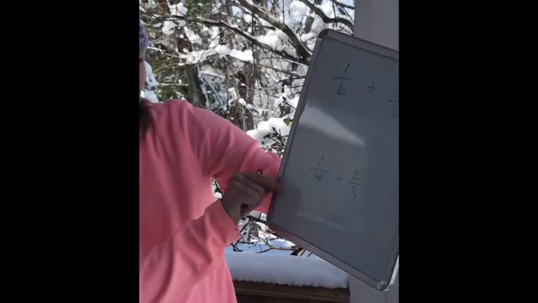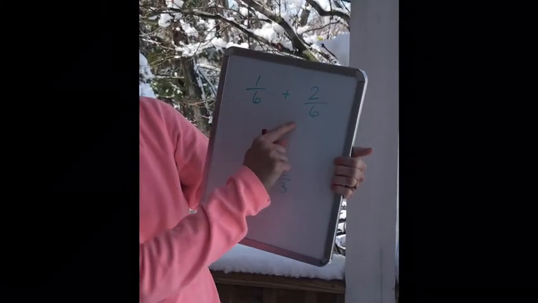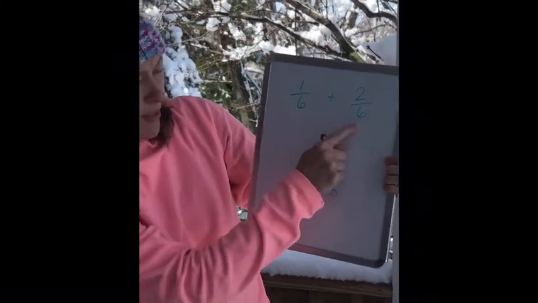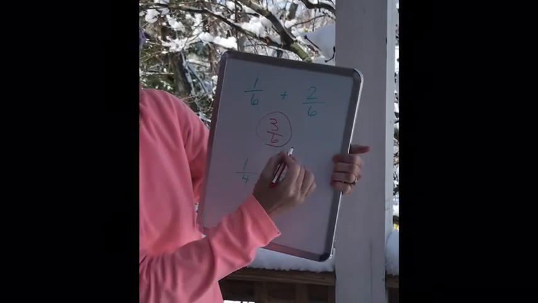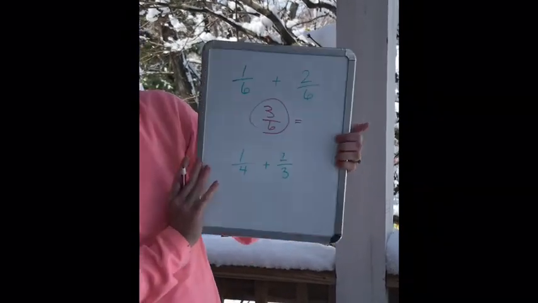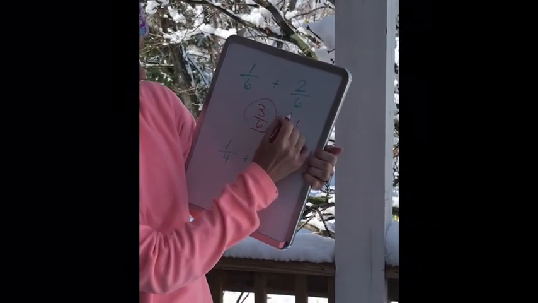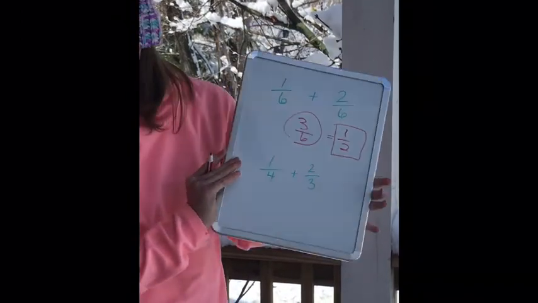Oh, you're right! Yes, this one has a common denominator. This one does not. So it's pretty easy to add when there's a common denominator. We got 1/6 plus 2/6, and we get 3/6. We don't change the denominator at all. But you can reduce, right? So 3/6 is equal to 1/2. When we're looking at rational expressions, we also have to reduce if we can.